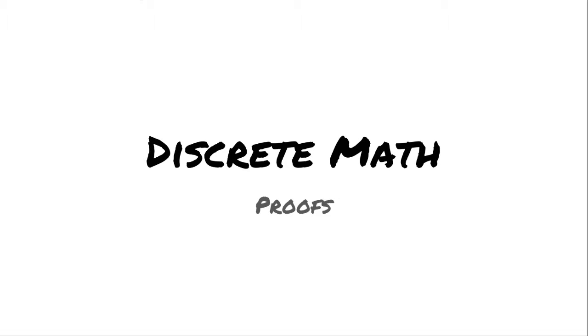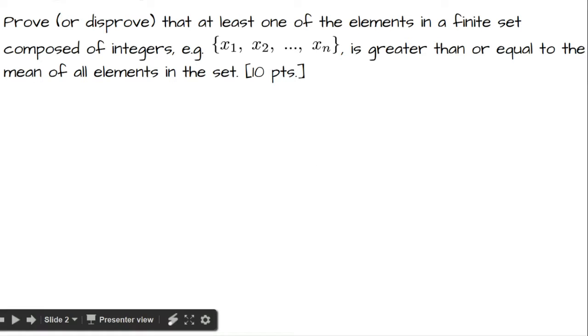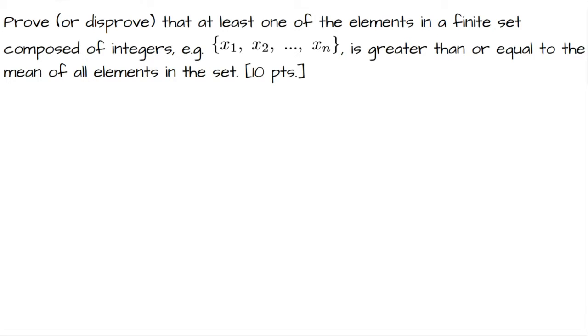In this video, let's have a proving exercise about the mean. Prove or disprove that at least one of the elements in a finite set composed of integers, for example x sub 1, x sub 2 until x sub n, is greater than or equal to the mean of all elements in the set.